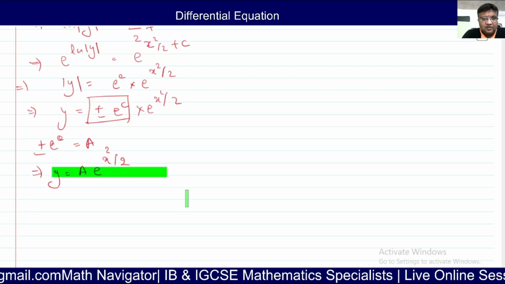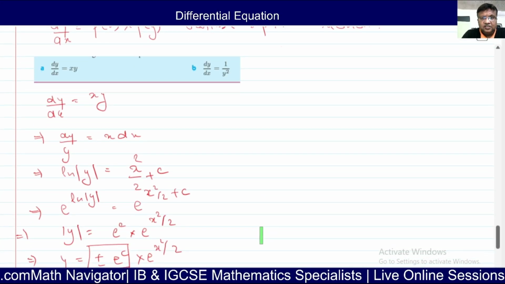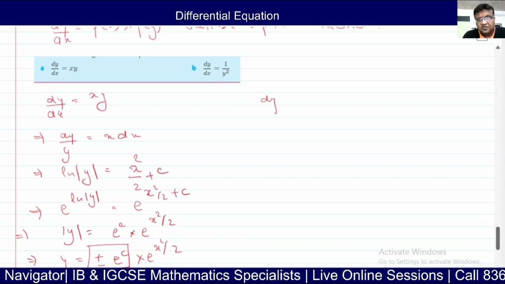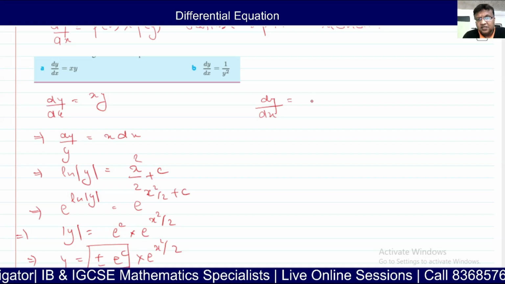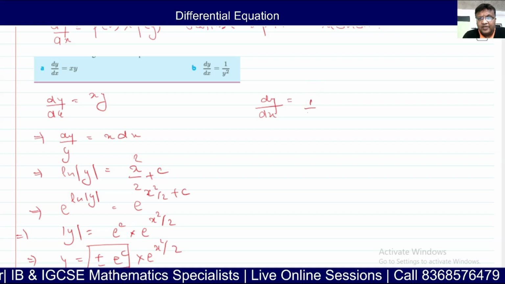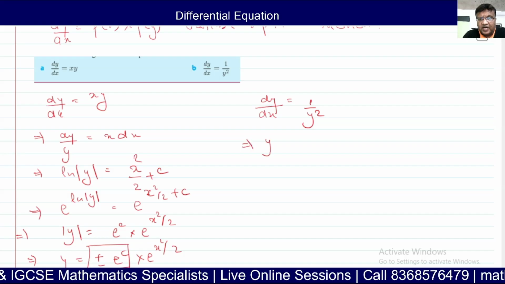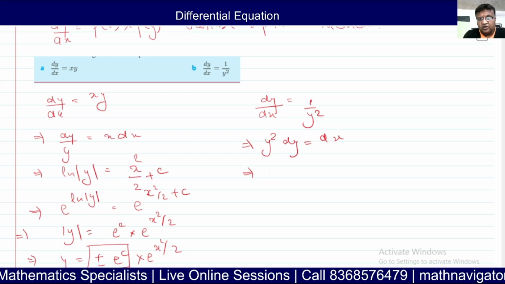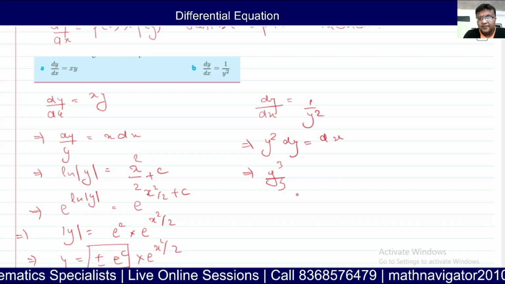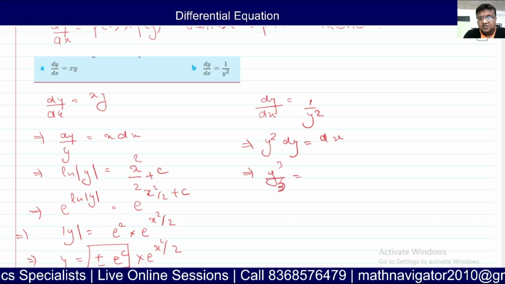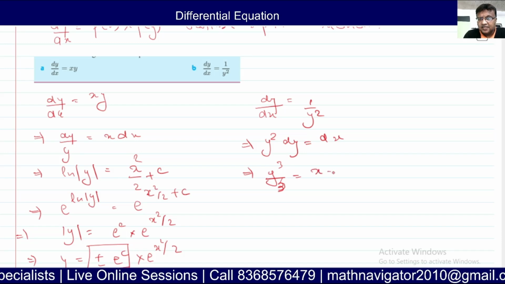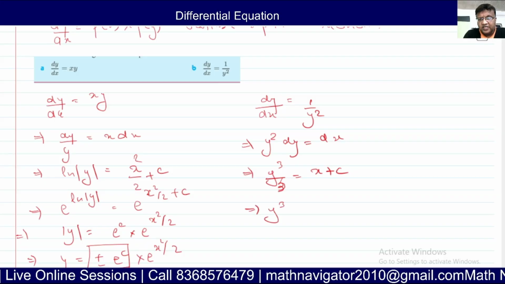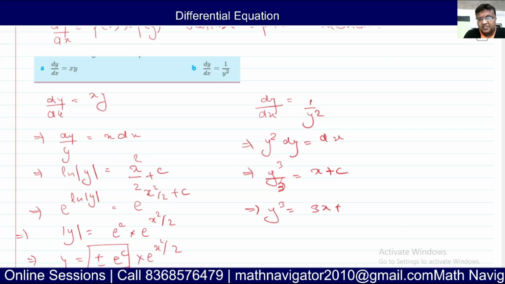Perfect. Now let's move to the next question. dy by dx is equal to 1 by y squared. So y squared dy is equal to dx, which will be what? y cubed by 3 is equal to x plus c. It will give me y cubed equal to 3x plus 3c.